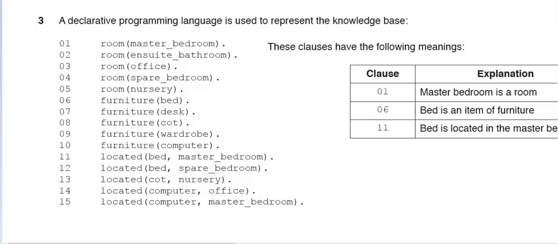Okay, now let's take a look at this past paper question, which says that these are all the clauses in our knowledge base, right? So these are all the facts in our knowledge base. And he's also explained these clauses, right? Clause number one says that master bedroom is a room. Clause number six says that bed is an item of furniture. And then clause number 11 says that bed is located in the master bedroom. Okay, so bed is located in the master bedroom.